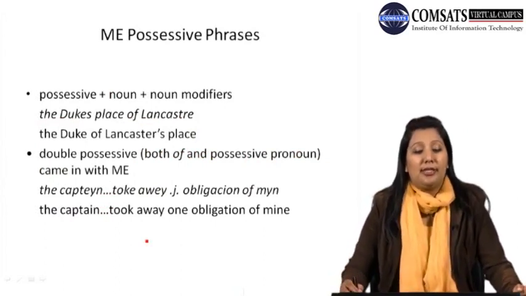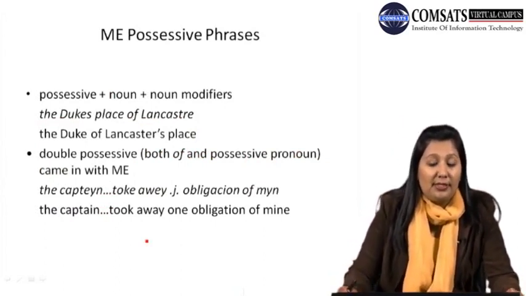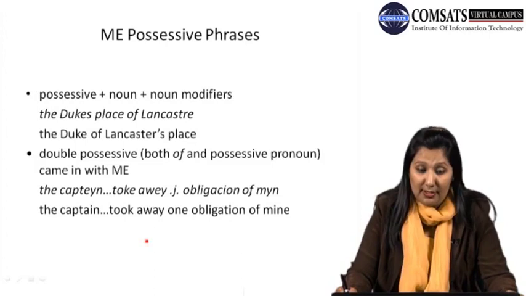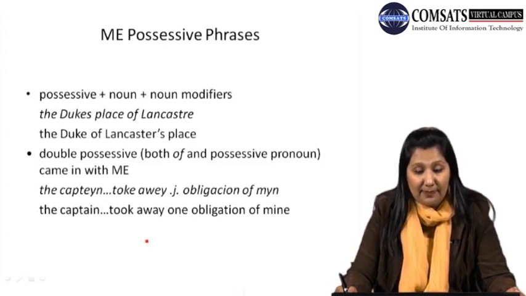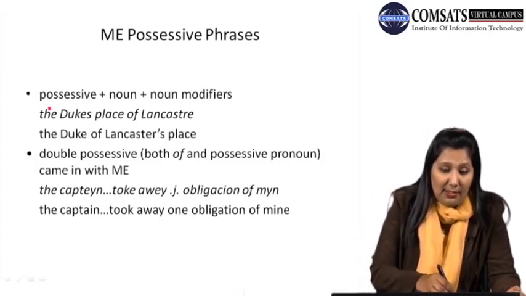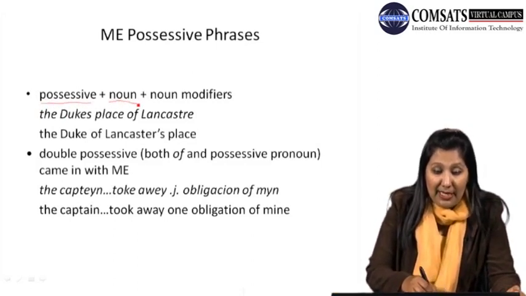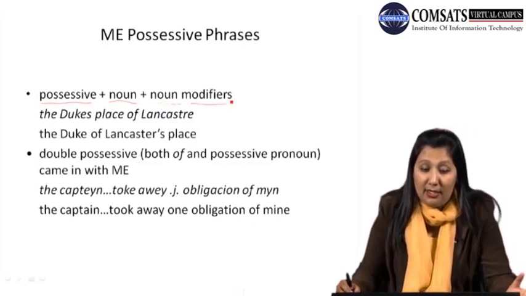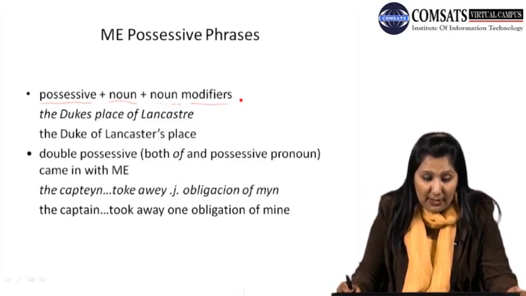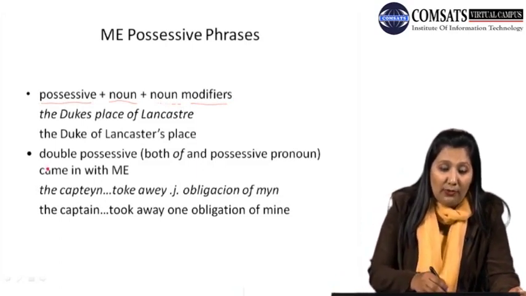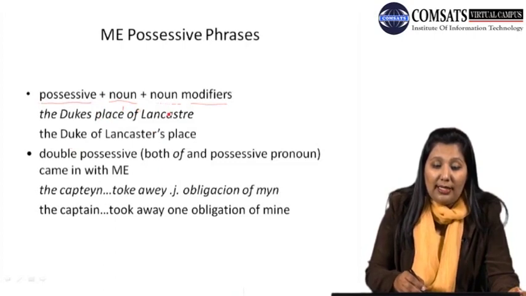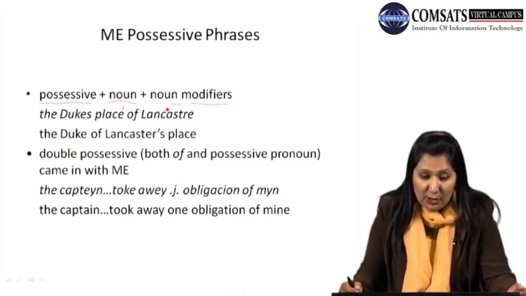Then Middle English possessive phrases, let's look at some other phrases. Possessive phrases, there was a structure that was followed. The first one, possessive plus nouns plus noun modifiers. Possessives means the Duke's place of Lancaster. Firstly comes the possessive, then comes the main noun, the Duke's place, and then if there is any modifier, it used to come after that. The Duke's place comes first, that is a noun, and then comes Lancaster, and if there is a modifier, it comes later on.